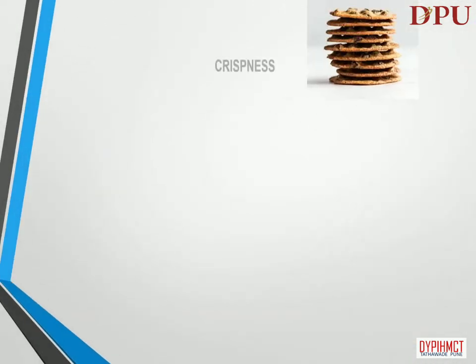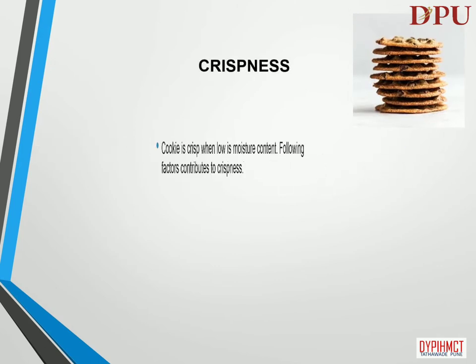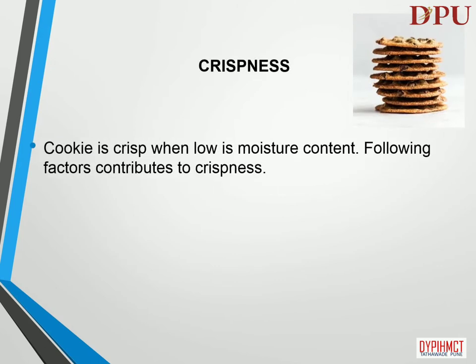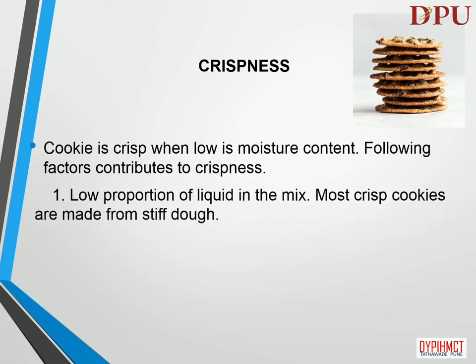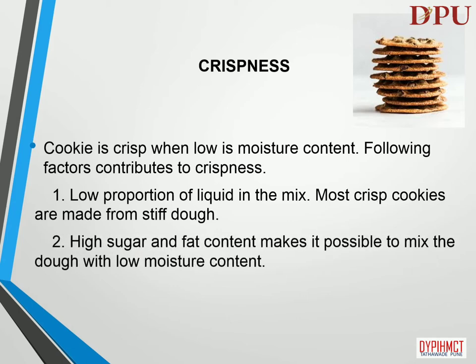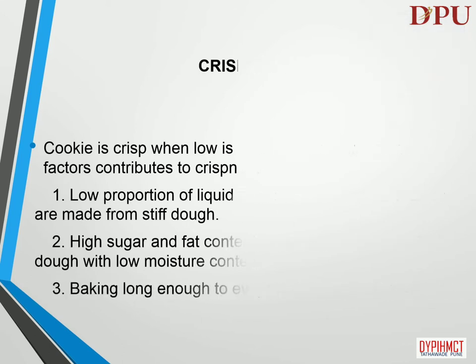Crispness. A cookie is crisp when low in moisture content. The following factors contribute to crispness. 1. Low proportion of liquid in the mix. Most crisp cookies are made from stiff dough. 2. High sugar and fat content makes it possible to mix the dough with low moisture content. 3. Baking long enough to evaporate most of the moisture.